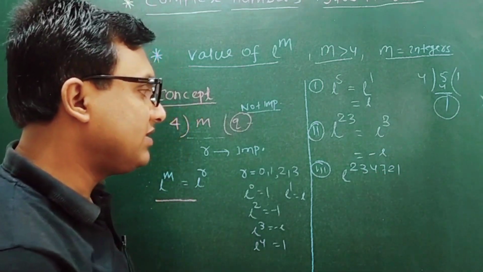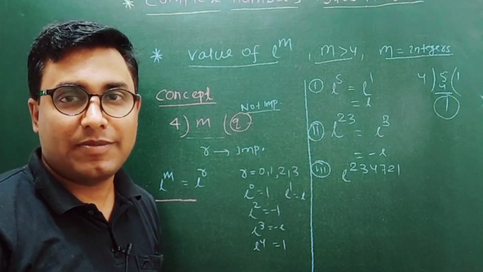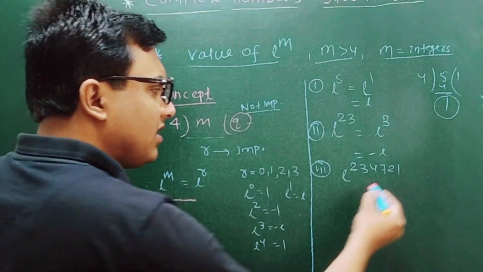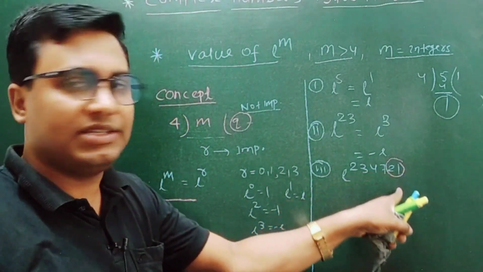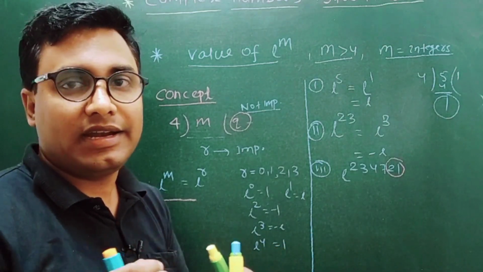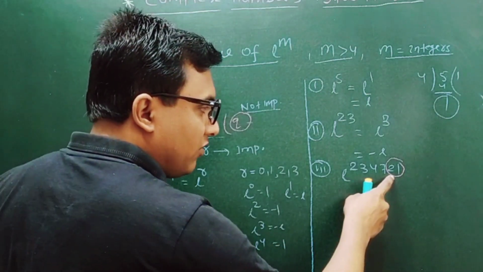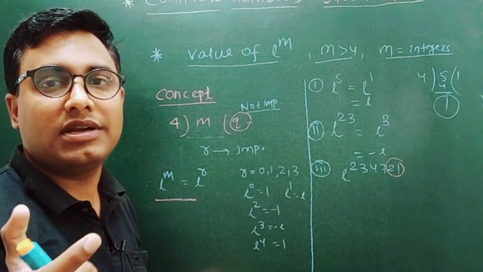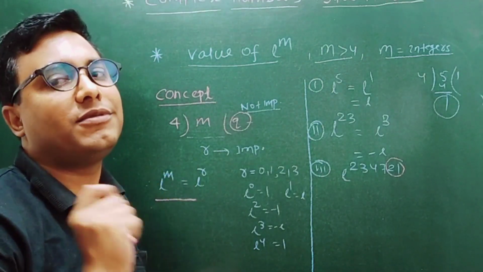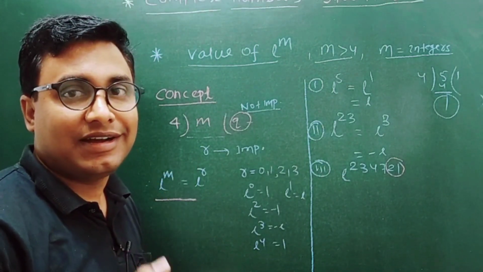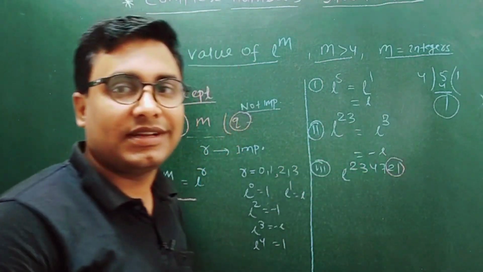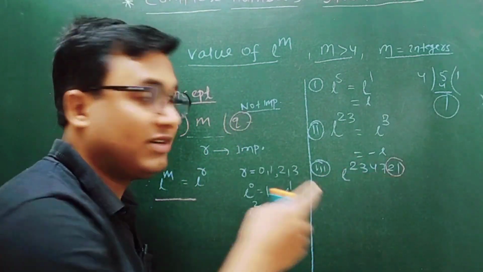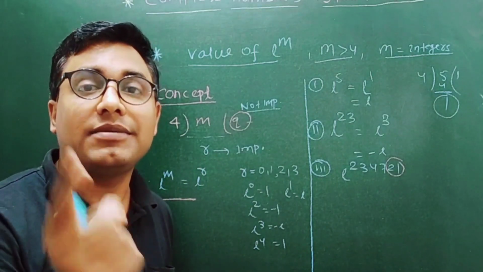When we see a big power of iota, take only the last 2 digits and get a number. Like take the last 2 digits, 2 and 1, we get 21, and 21 is divided by 4. This is a very important and interesting thing for you. Take the last 2 digits, get a number, 21, and divide it by 4.